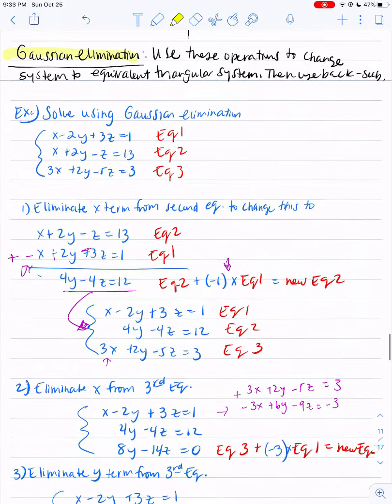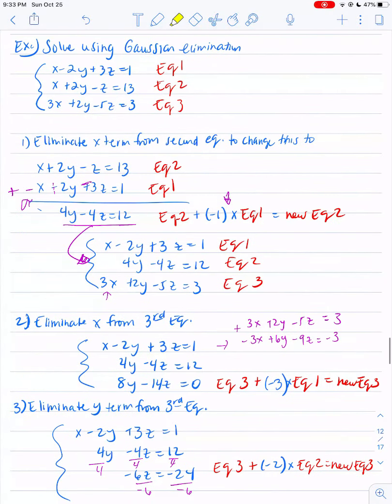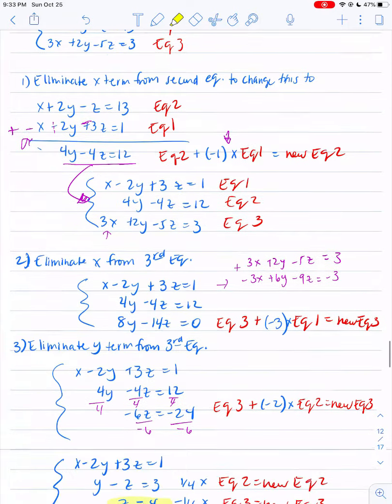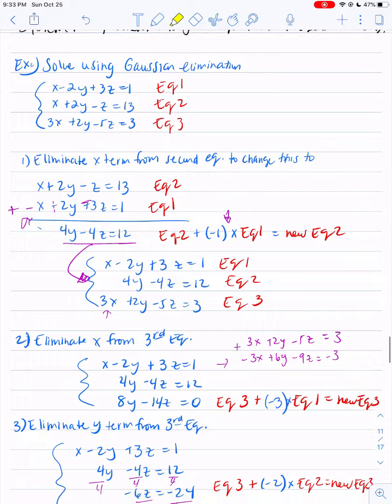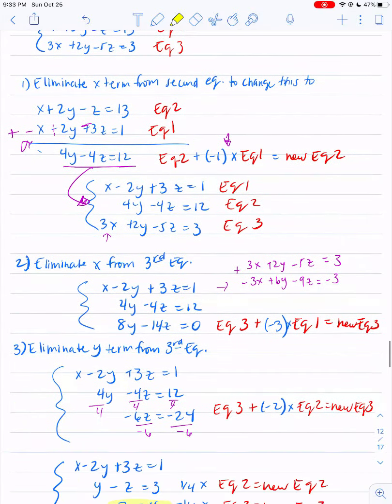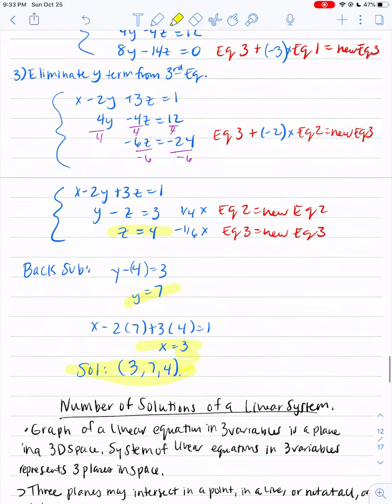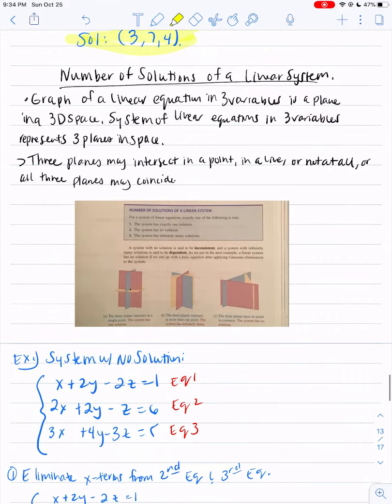So basically the goal of this problem was to get just the z in the third equation. So I canceled out the x and the y from the third equation. Then I just wanted y and z in the second, so I canceled the x in that equation, and then my first equation stayed the same, and that's the triangular form.